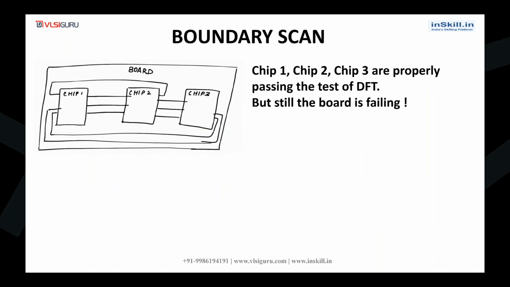So here I have taken a design. Chip 1, chip 2, chip 3 are properly passing the DFT test, but still the board is failing. Which means what will happen is, after manufacturing, first the chips will be manufactured, and after this, the chips will be tested on the ATE, that is, on the tester.